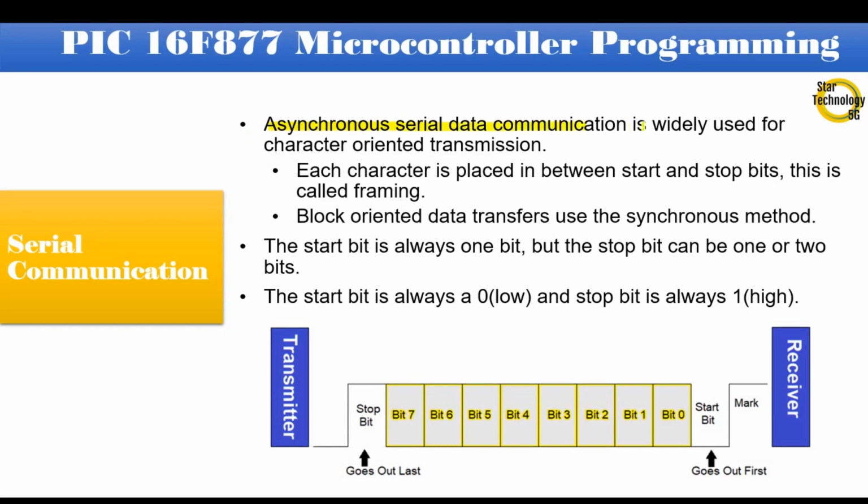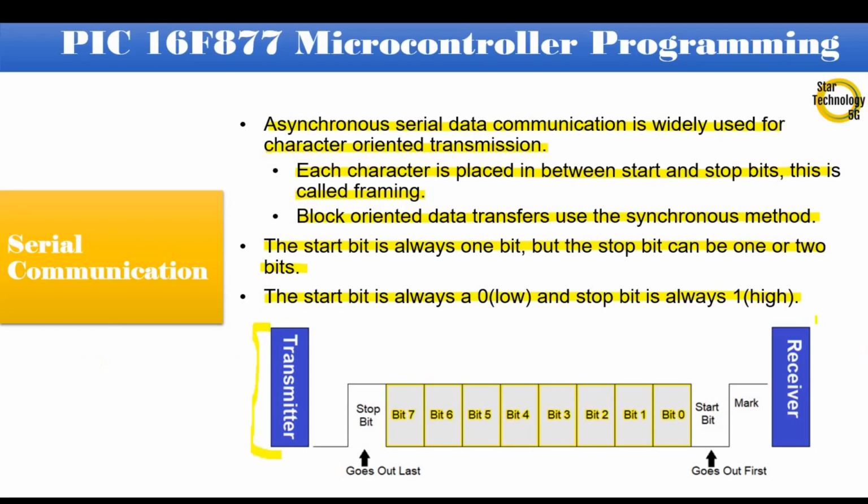Asynchronous serial data communication is widely used for character-oriented transmission. Each character is placed in between start and stop bits. This is called framing. Block-oriented data transfers use the synchronous method. The start bit is always 1 bit, but the stop bit can be 1 or 2 bits. The start bit is always a 0, low, and the stop bit is always 1, high. You can see this in the figure.